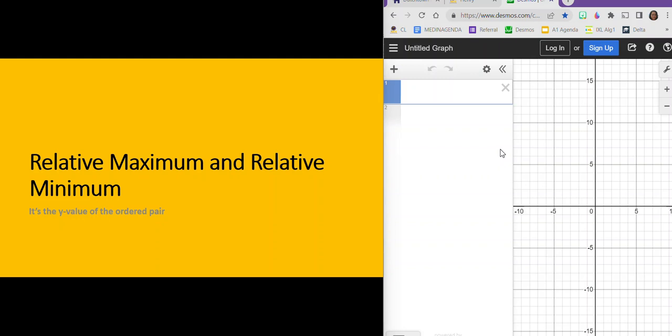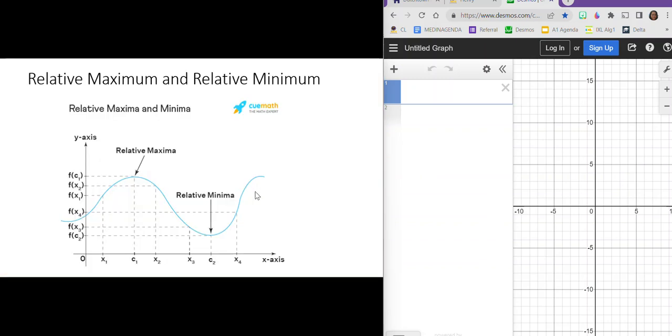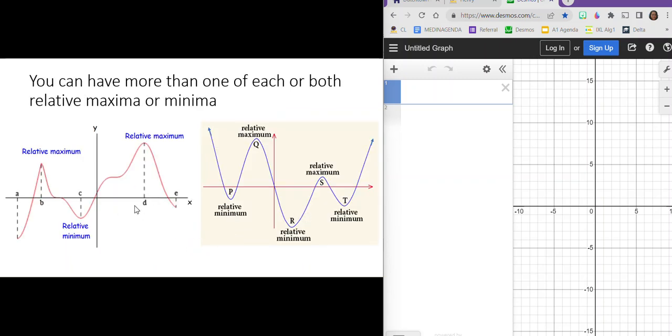Minimum. And the main thing you have to remember about this characteristic is that it's the y value. Okay, y value. All right, so how do we recognize relative maximum and relative minimum? Well, think of it like a mountaintop. The function's increasing and then decreasing. That's considered a relative maximum. And then if the function is decreasing and then it changes to an increase, that's considered a relative minimum. And you can have more than one of each, right?